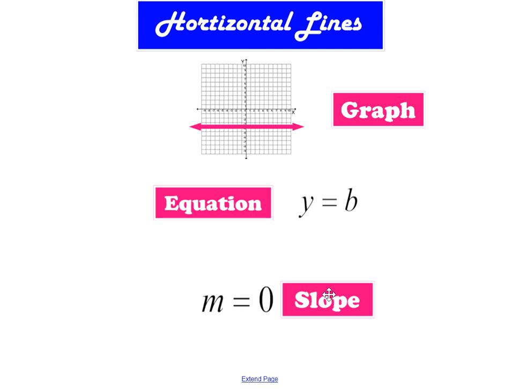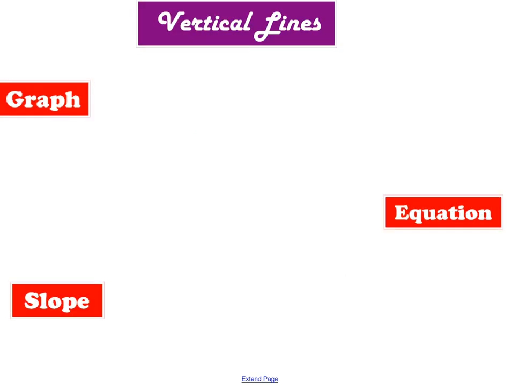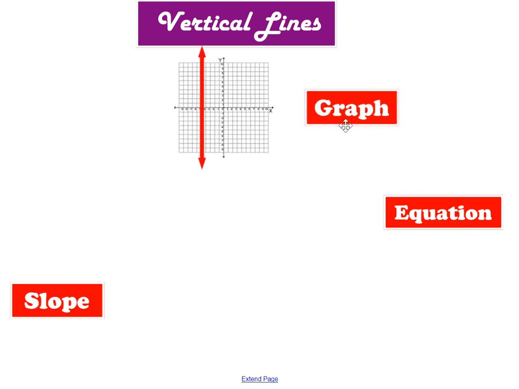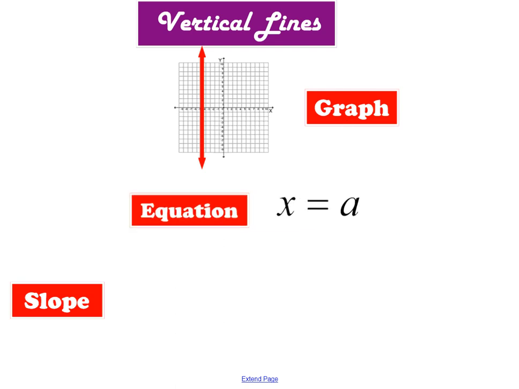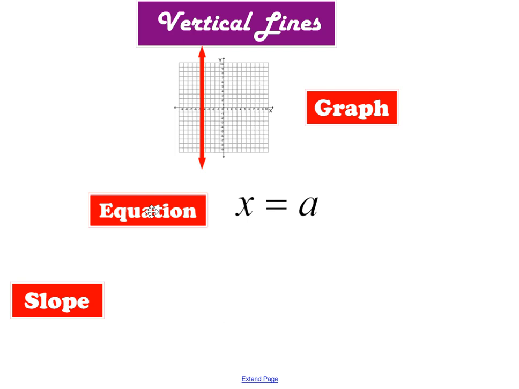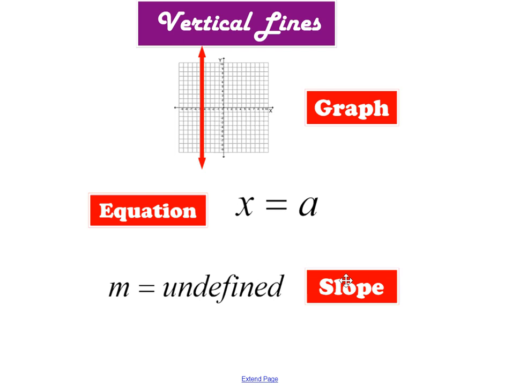On the other hand, we have vertical lines. A vertical line always takes the form of a straight up and down line. The equation for a vertical line is x equals a, where a is just some number. The slope is going to be undefined.